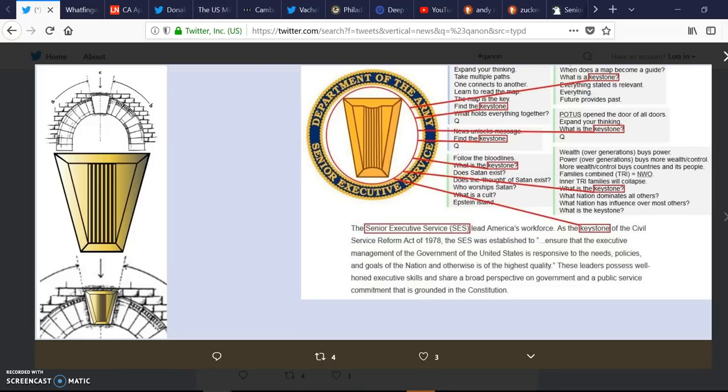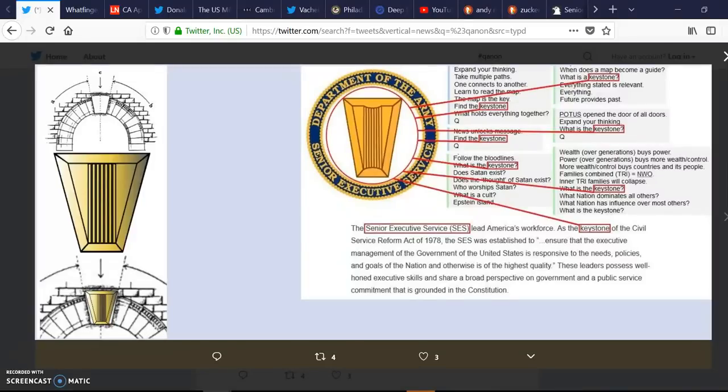Expand your thinking. What is the keystone? Wealth over generations buys power. Power over generations buys more wealth and control. More wealth and control buys countries and its people. And families combined, that's the triangle. Could also mean the Trilateral Commission, maybe, but it's probably the triangle that we've discussed before. That equals the New World Order. And the inner part of the triangle of the families is going to collapse.